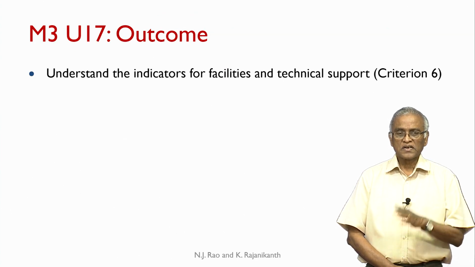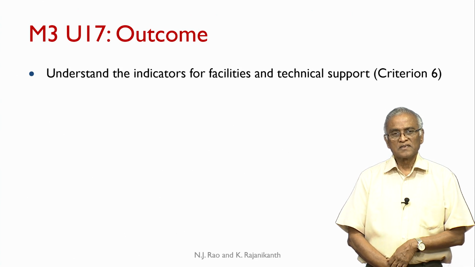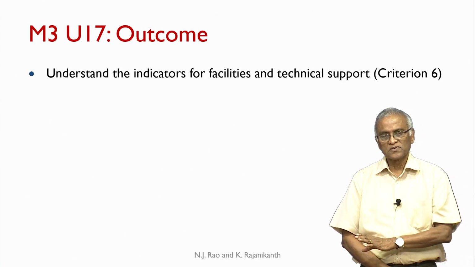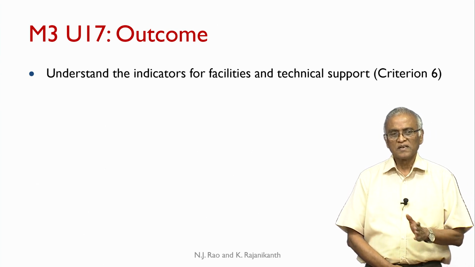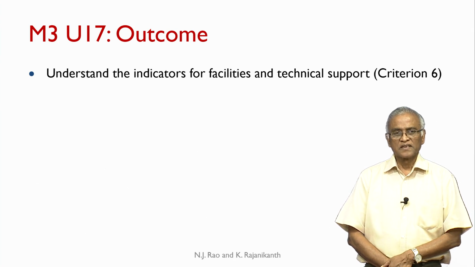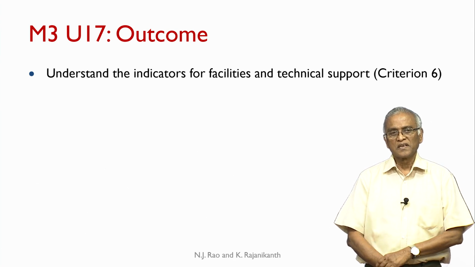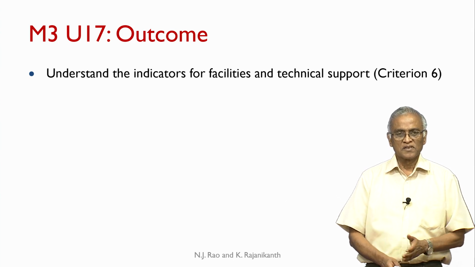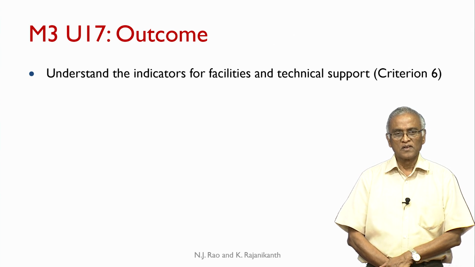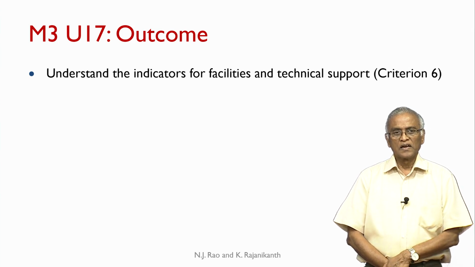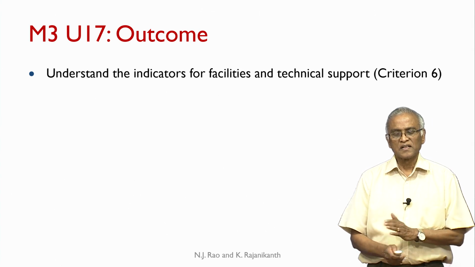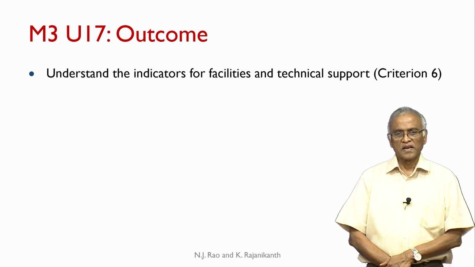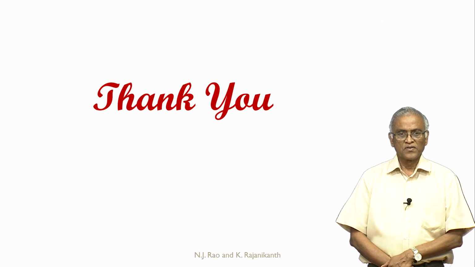And so that covers the 10 sub criteria for tier 1 institution and 9 sub criteria for tier 2 institution. And as you can see, this particular criterion is the most crucial in any engineering college, because it is the faculty who play the key role in facilitating good learning. And in the next unit we will try to understand the indicators regarding facilities and technical support offered, which constitutes criterion 6. Thank you very much.